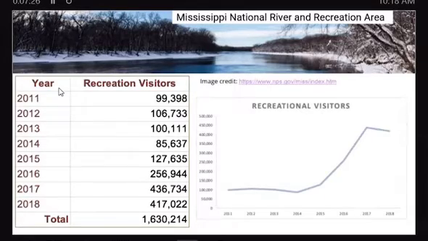In 2011, you saw 99,398. 2012, 106,733. Now, as you can see here, over time, the number of visitors varies. And when you take a look at the picture here, this is a time plot. It is similar to a scatter plot, what we've been doing before. A scatter plot is a diagrammatical plotting of a response variable y against an explanatory variable.